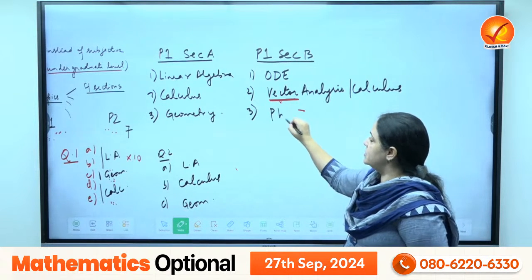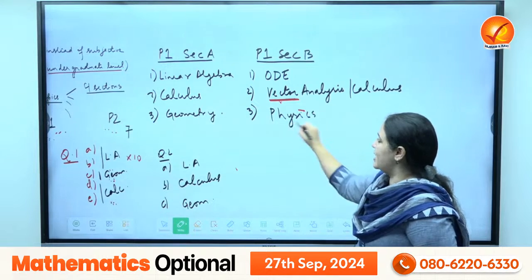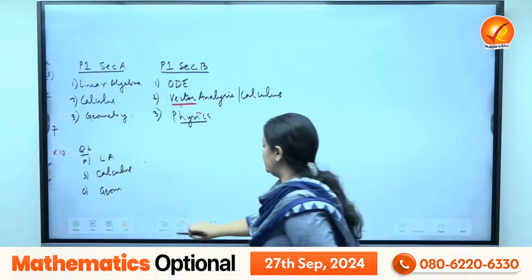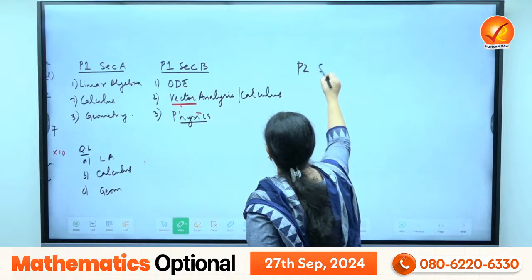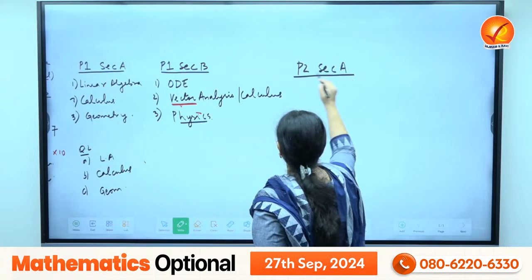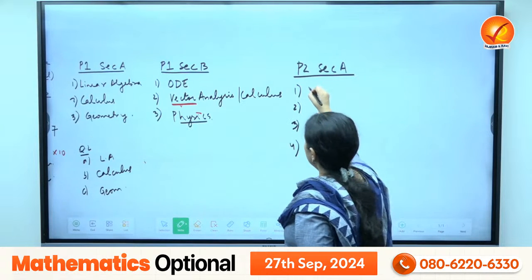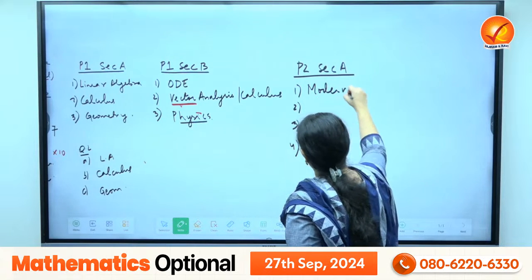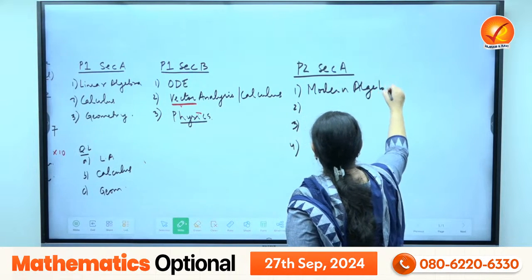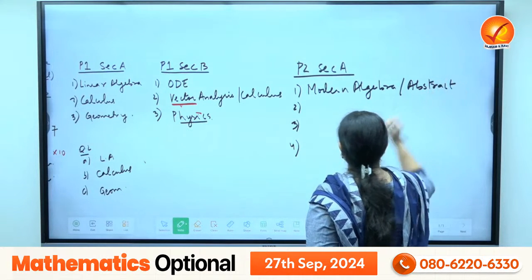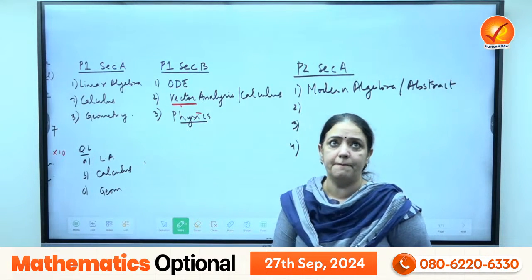The third topic is physics, which includes statics and dynamics. Then let me explain in brief what paper 2 section A is going to look like. Paper 2 section A has 4 topics. The first one is known as modern algebra, also known as abstract algebra. This covers basically group theory and ring theory.